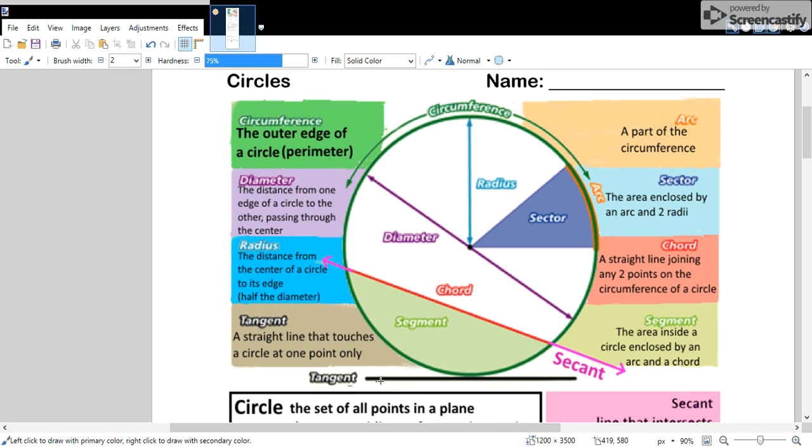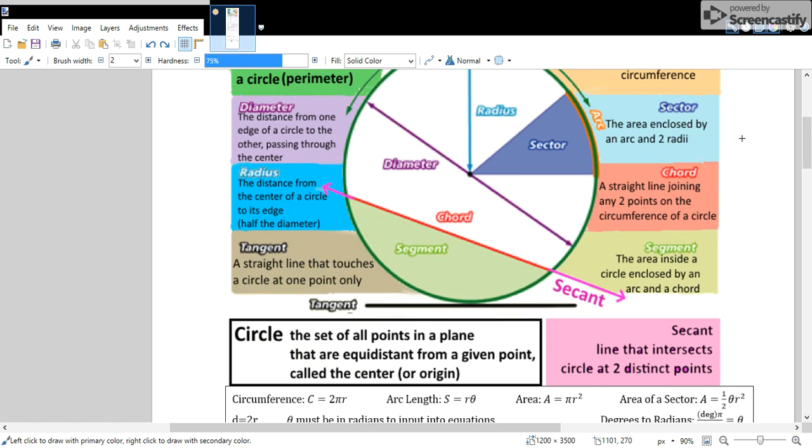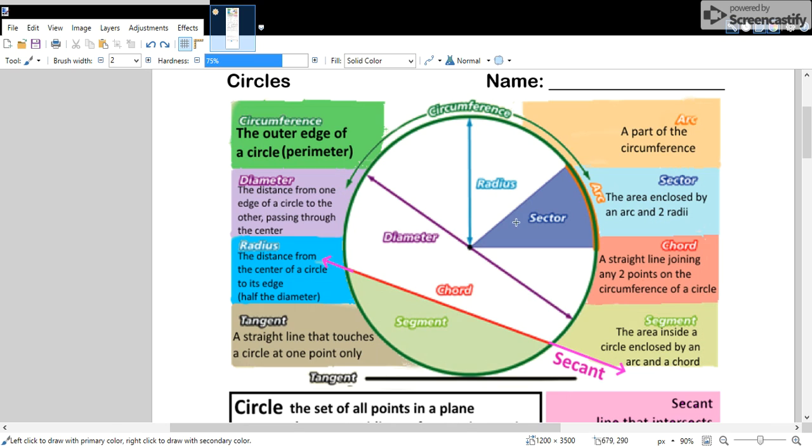The tangent is a straight line that touches a circle at one point only, so only like right here, only one time. An arc is a part of the circumference. The sector is an area enclosed by the arc and two radii. A chord is a straight line joining any 2 points on the circumference of a circle. A segment is the area inside of a circle enclosed by the arc and a chord.